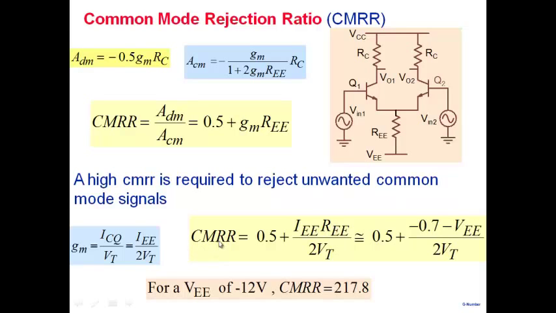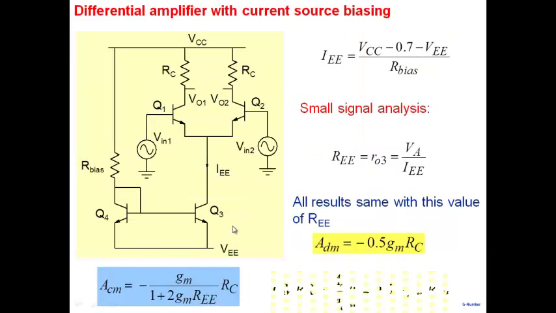So what you end up getting is a CMRR which is pretty high, without requiring a large supply voltage. It is no longer dependent on VE; instead of VE, you get the early voltage. So even if you have supply voltages of plus 1.5 or minus 1.5, and the transistor has an early voltage of 100, you'll keep getting a high value of CMRR. That's the advantage of replacing a resistor by a current source. Differential mode gain remains the same, common mode gain reduces a lot because RE has become large, and CMRR improves considerably.